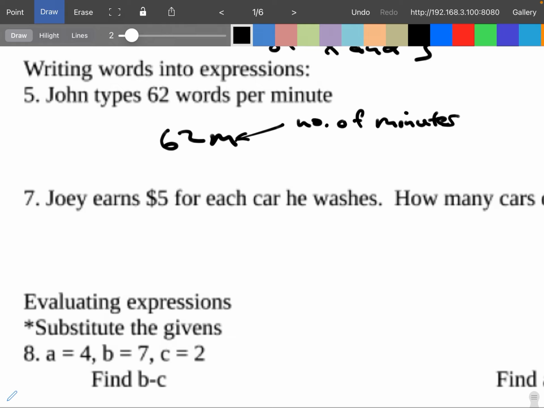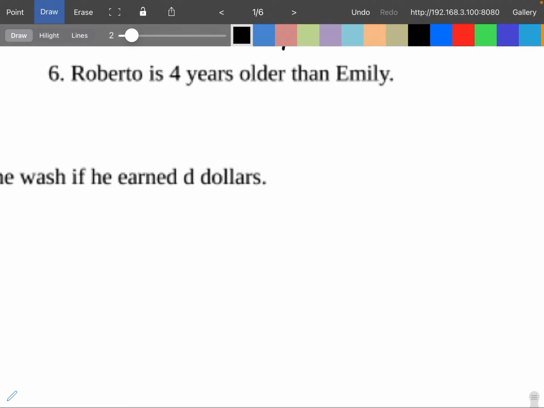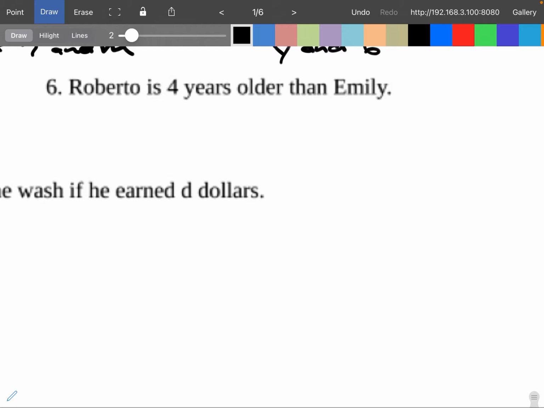All right, then number 6. You guys good with that one? Stop me if I go too fast and I slide over because I got to zoom in or you guys won't be able to see. Now this one says Roberto is 4 years older than Emily. So, 4 plus. Actually, it's going to be plus e. You got to take Emily's age and add 4 to get Roberto's age, right? So if Emily was 10, how old is Roberto? 14, yeah. So it's actually Emily plus 4.